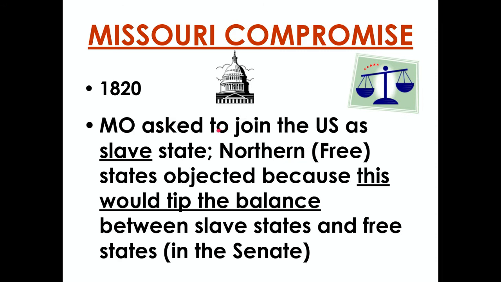So in 1820, Missouri asked to join the U.S. as a slave state. The northern free states objected. They said, no way, we can't do that, because this would tip the balance between slave states and free states in the Senate when they asked to join the Union. Important point here, if you don't know it, start to remember.